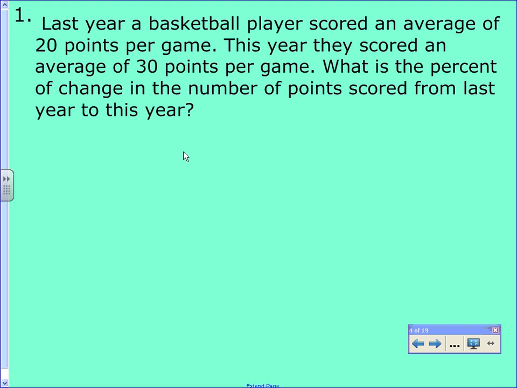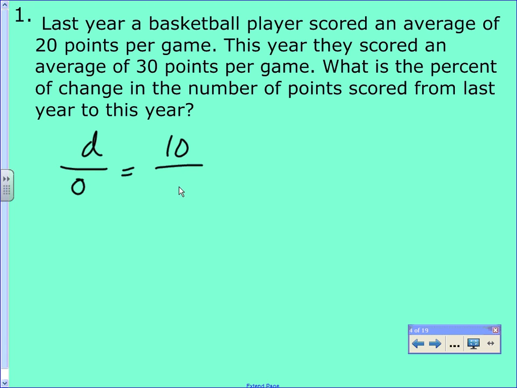Last year, a basketball player scored an average of 20 points per game. This year, they scored an average of 30 points per game. What is the percent of change in the number of points scored from last year to this year? So again, we're just looking for difference over original. So the difference between 20 and 30 points is pretty obviously 10 points.